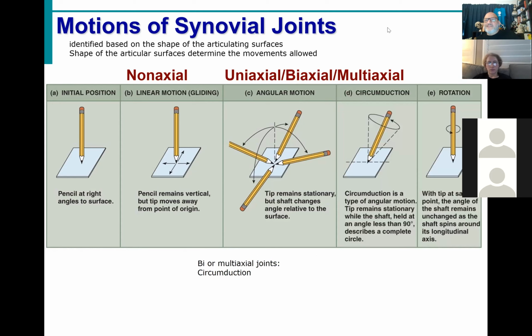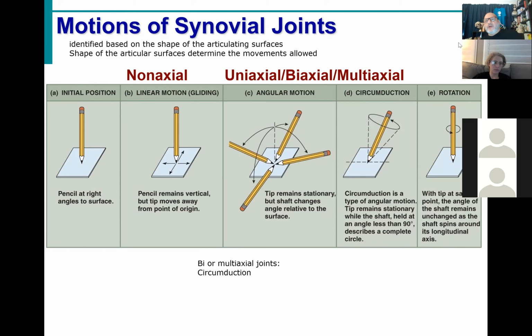So these are two additional types of actions we can make. We have that ability to do circumduction. We also have that ability to do rotation. So when we talk about the joints, every single specific type of synovial joint will allow one of these types of actions or more. All right. Questions on that?